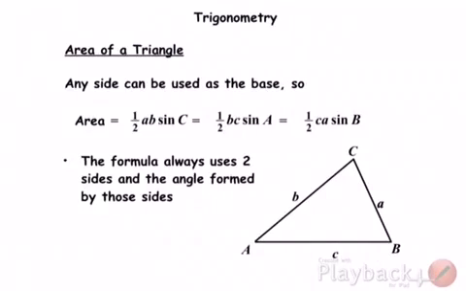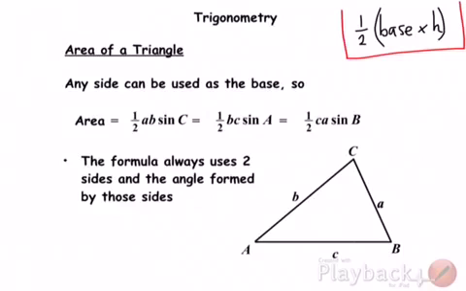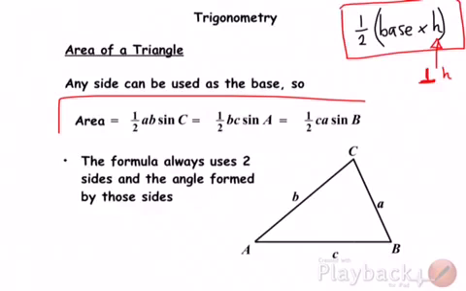So the area of a non-right angle triangle. We should know that the area of a right angle triangle is half the base times the height, where the height is the perpendicular height. That's when you have a right angle triangle, but when you're given a non-right angle triangle, these are the formulas that we're going to use in this section here.